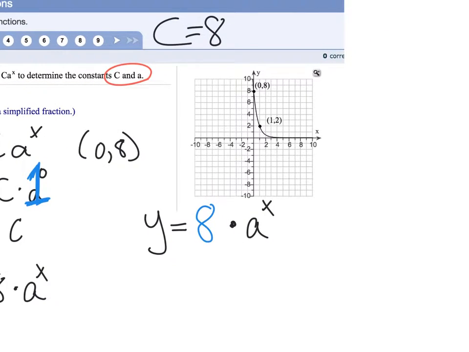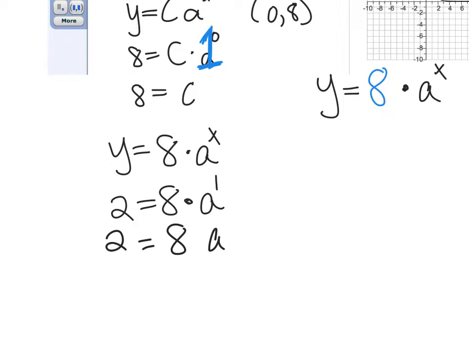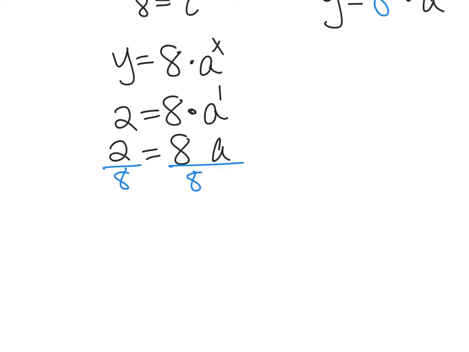And I'm going to go back over here, and I'm going to see that when x is 1, y is 2. So when x is 1, y is 2. So our equation becomes 2 equals 8 times A raised to the first power. And so A raised to the first power is equal to A. So this is 8A is equal to 2. So dividing both sides by 8, we now see that A is equal to 1/4.